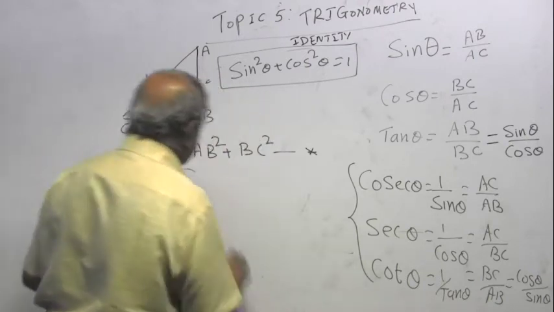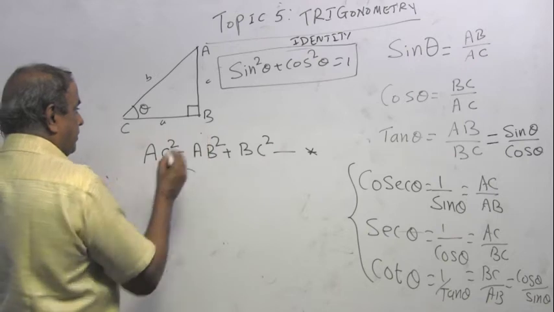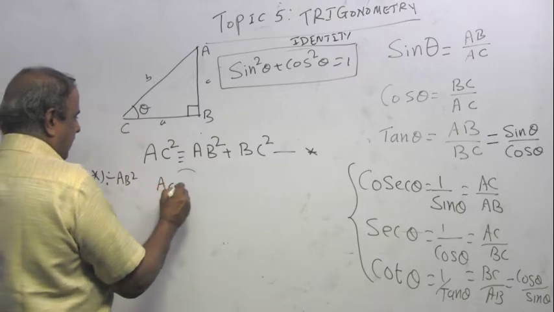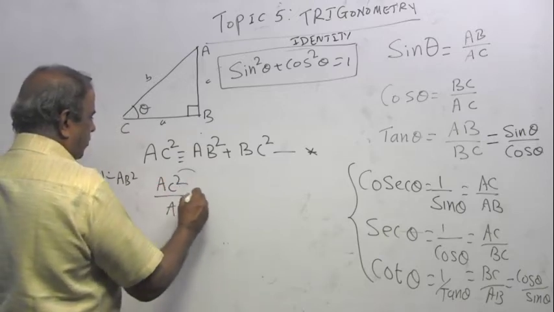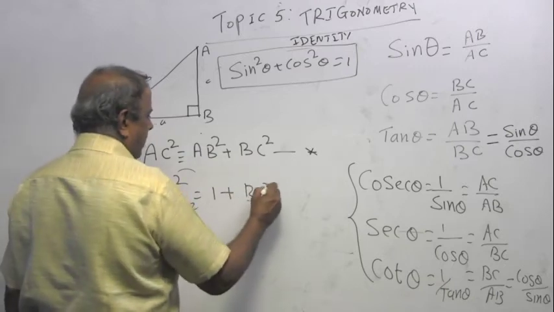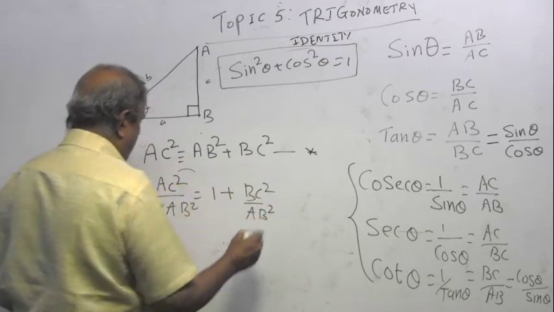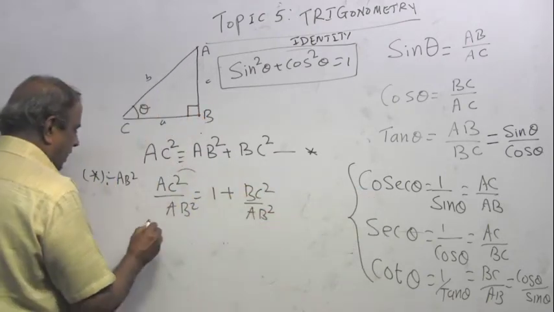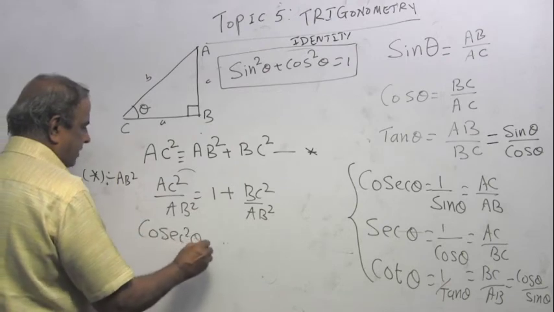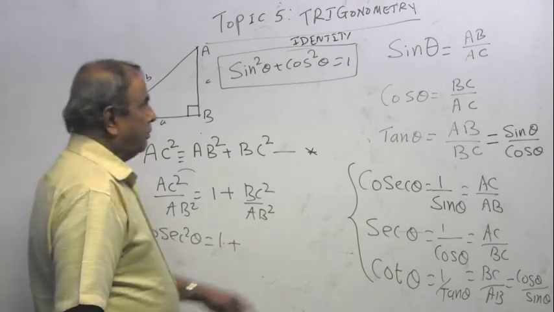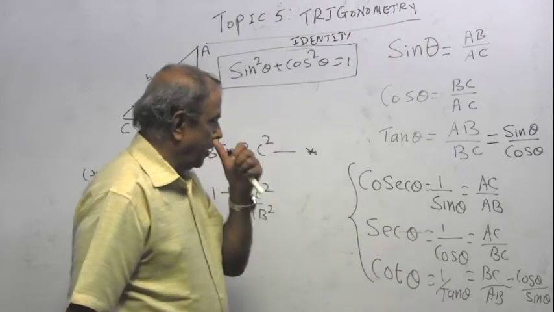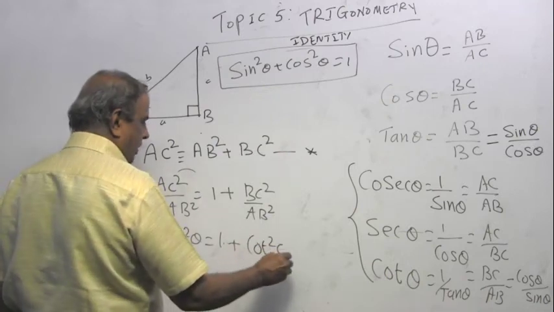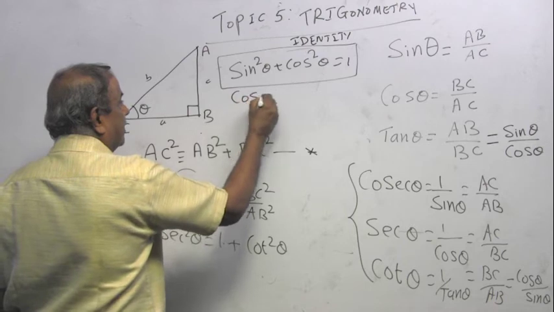I have done AC squared. So let's divide by AB squared. So I get AC squared over AB squared is 1 plus BC squared over AB squared. What is AC over AB? Cosec. So that will be cosec square theta equal to 1 plus BC over AB. BC over AB is cot theta. 1 plus cot square theta. So I have the second formula.